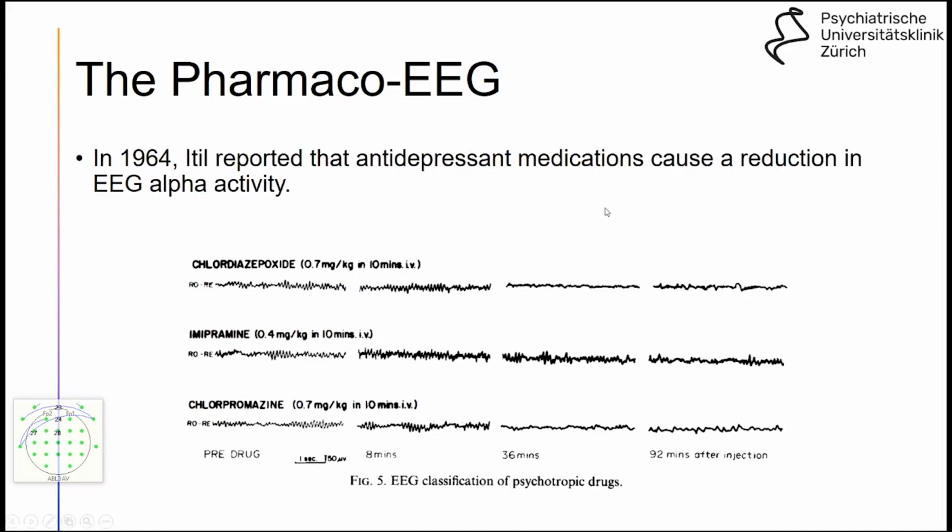And it continued that they showed, and now again, remember the alpha activity, the ground rhythm of the brain, it was reported that antidepressant medication caused a reduction in the EEG alpha activity. So remember, we said more alpha activity is more depression, and antidepressant medication reduced this alpha activity. So there seems to be a nice correlation between alpha rhythm and depression and medication.